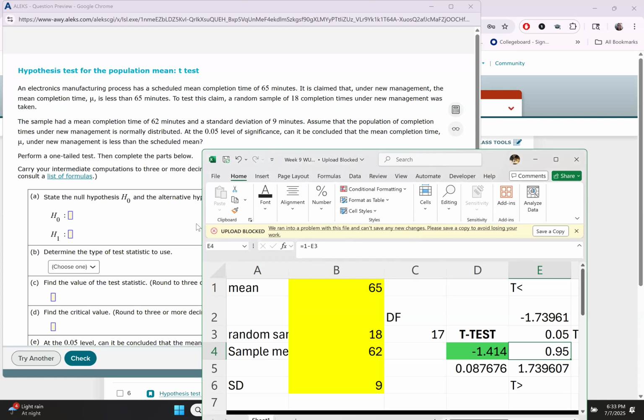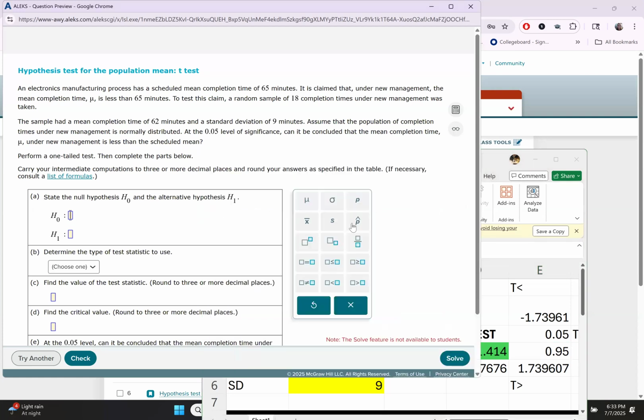Will the mu be equal to 65? The mu is going to be equal to 65. Good. And what is the alternative hypothesis? I'll give you a hint. If you can see my cursor, you can see it. The less. Yep. So you're going to say mu is less than 65.